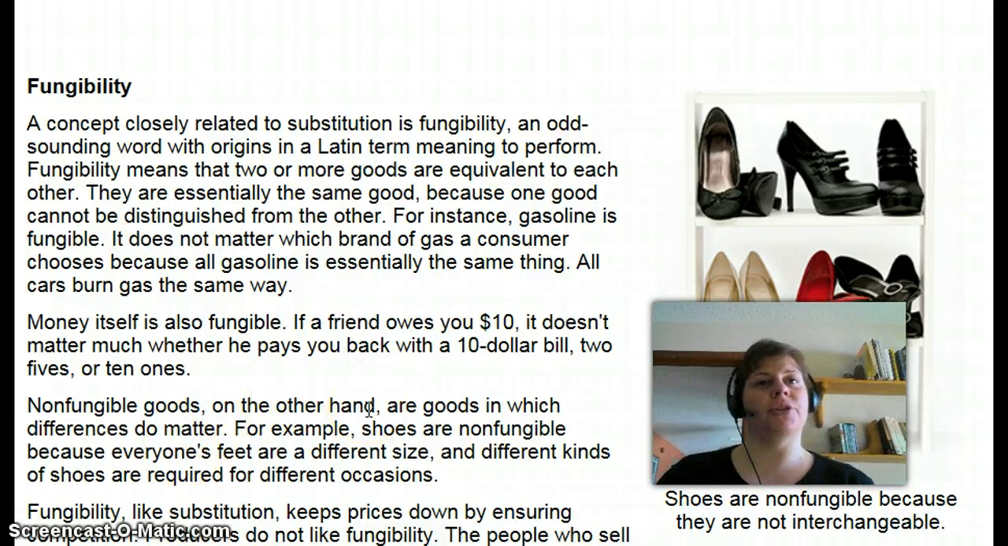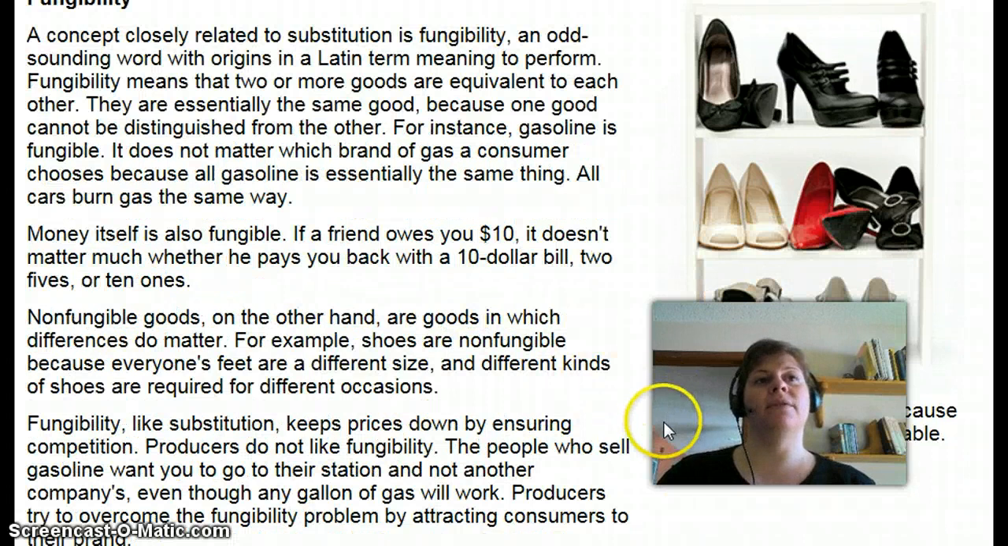Money is also fungible. If a friend owes you $10, it doesn't matter much whether he pays you back with a $10 bill, two 5s, or ten 1s. Non-fungible goods, on the other hand, are goods in which differences do matter. For example, shoes are non-fungible because everyone's feet are a different size, and different kinds of shoes are required for different occasions.